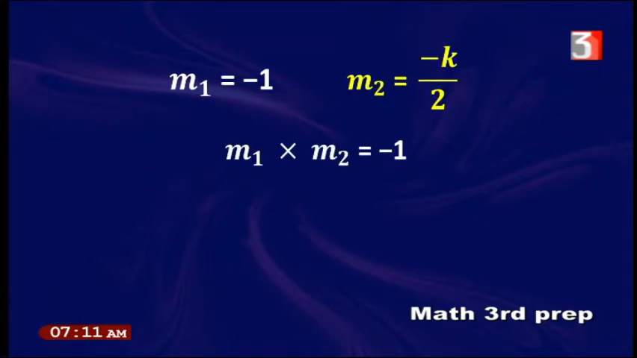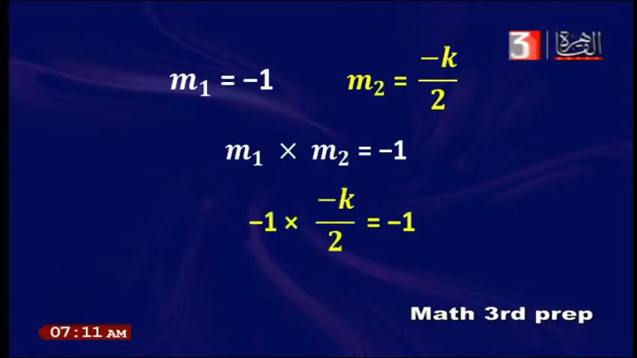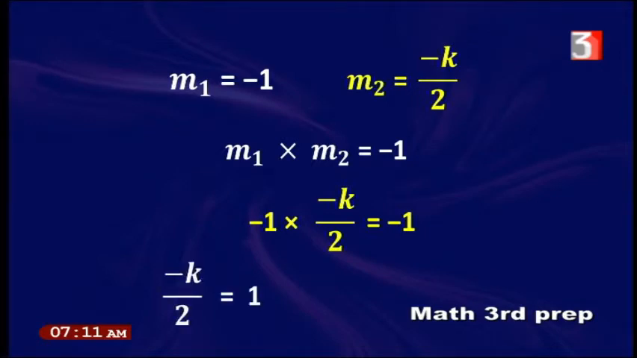By substituting for the values of m1 and m2, negative 1 multiplied by negative k over 2 equals negative 1. By dividing both sides of the equation by negative 1, you are going to obtain negative k over 2 equals 1. Then, by making cross multiplication, you are going to notice that k equals negative 2. Then the value of k will be negative 2, which is the second choice.